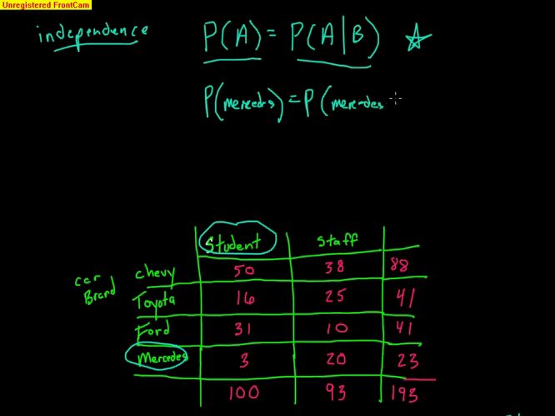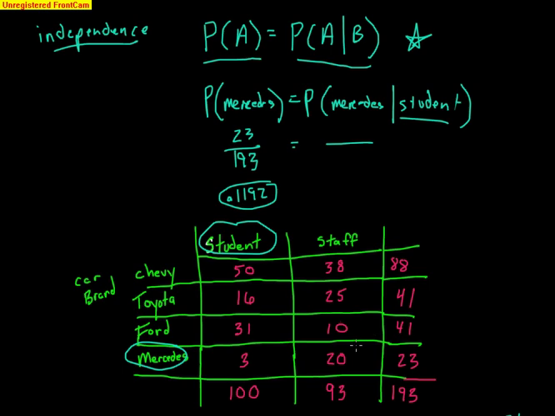So if being a student affects the probability of me owning a Mercedes, if it does affect it, it's not independence. If these are the same, then it's independence. So the probability of me owning a Mercedes, just a Mercedes. Well, 23 people own a Mercedes out of 193. So 23 out of 193 is 0.1192. So there's about a 12% chance of somebody owning a Mercedes. However, if I'm a student, then how many students are there? There's only 100 students, and only 3 of them own a Mercedes. So 3 out of 100 is 0.03.